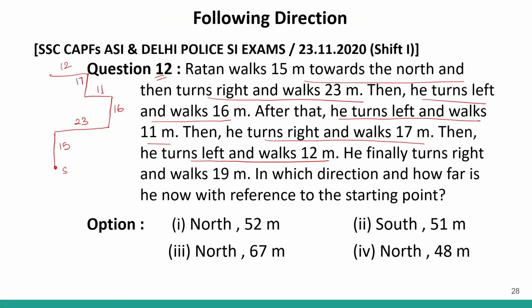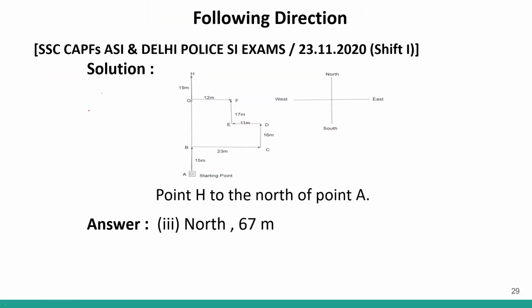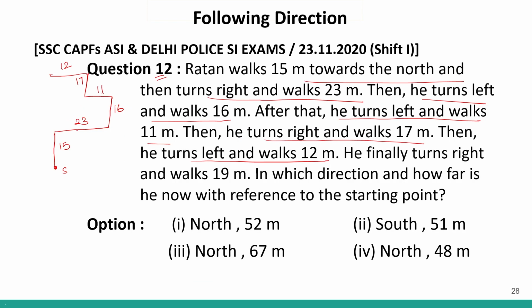So 11 plus 12. 11 plus 12 will be how much? 23. So this point will be in plane with this point. They will be in a straight line, right? He finally turns right and walks 19 meters. So from here also he turns right and walks 19 meters.